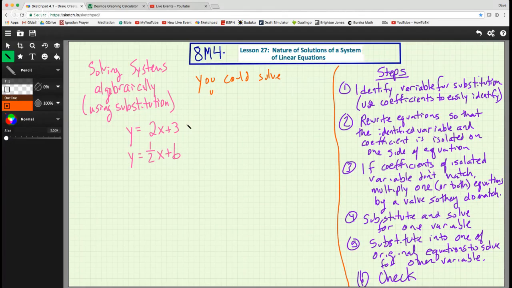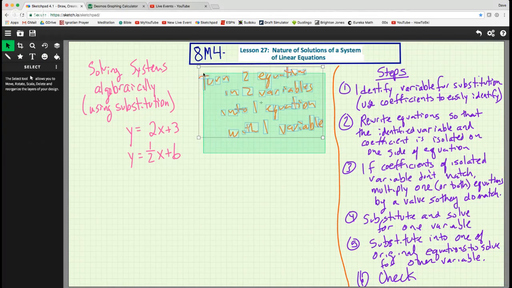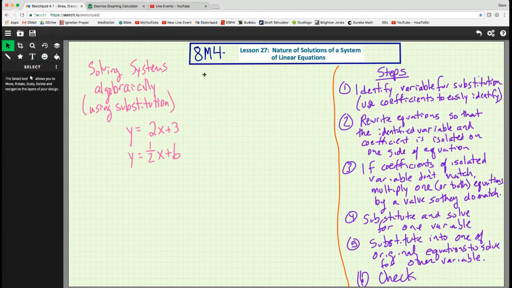And the way that you do it is you want to turn your two equations. The key is to turn two equations in two variables into one equation with one variable. That's the key. Two equations and two variables into one equation with one variable. Now, the way that you do that is we're going to use substitution, which is going to get rid of one of the variables.